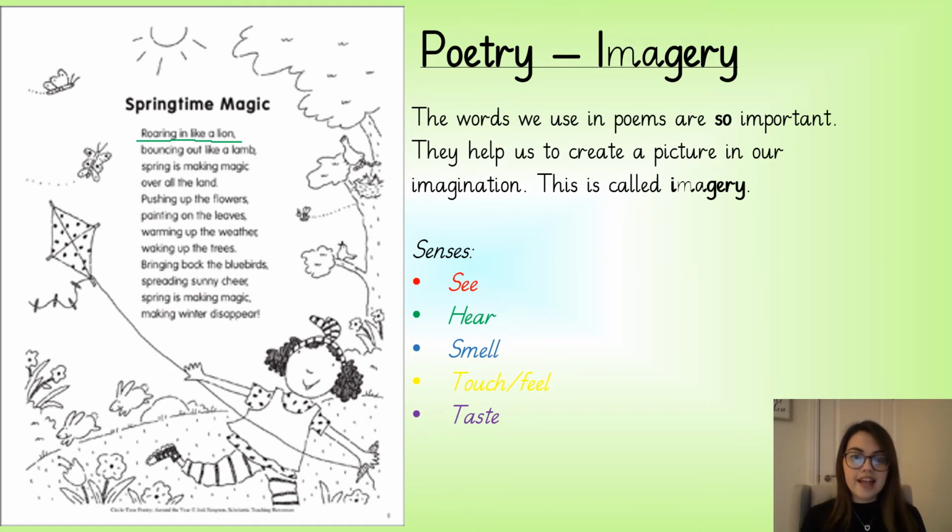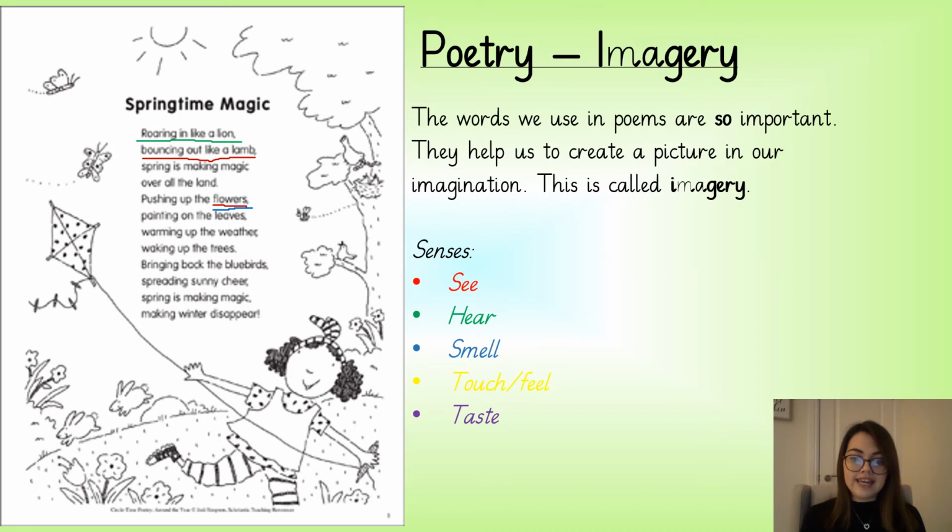Bouncing out like a lamb. Now in the spring we can see lambs, can't we? We've just seen a picture of one of them. So I think this line is playing on my sense of sight, of things that I can see. Spring is making magic over all the land. Now we go up to the next one. We've got pushing up the flowers. Flowers, again, they're things that I can see. They're also things that I might be able to smell. So I'm going to underline that with a blue and a red.